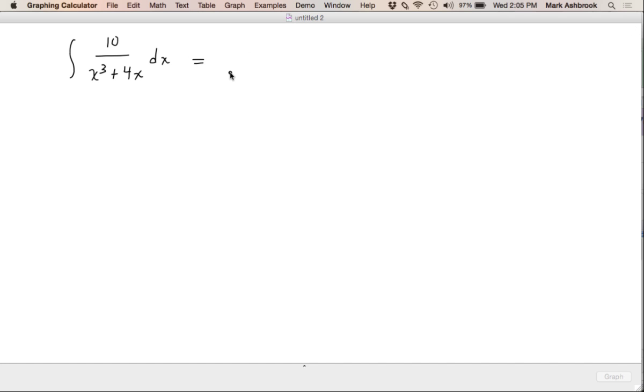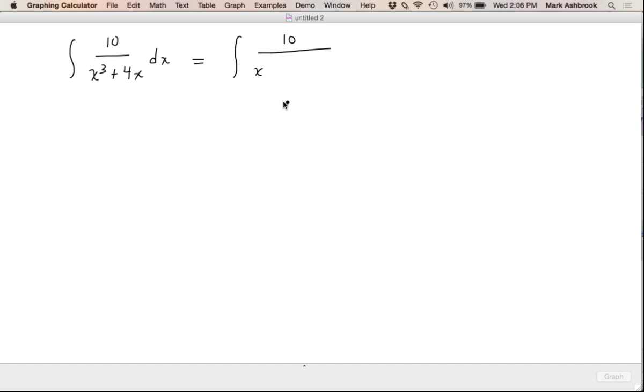The degree of the numerator is less than the degree of the denominator, and if not, what do we do first? Long divide first. But once we have the degree of the numerator less than the degree of the denominator, there's still one more requirement for partial fractions. The denominator has to factor. So does the denominator factor in this one? Yes.